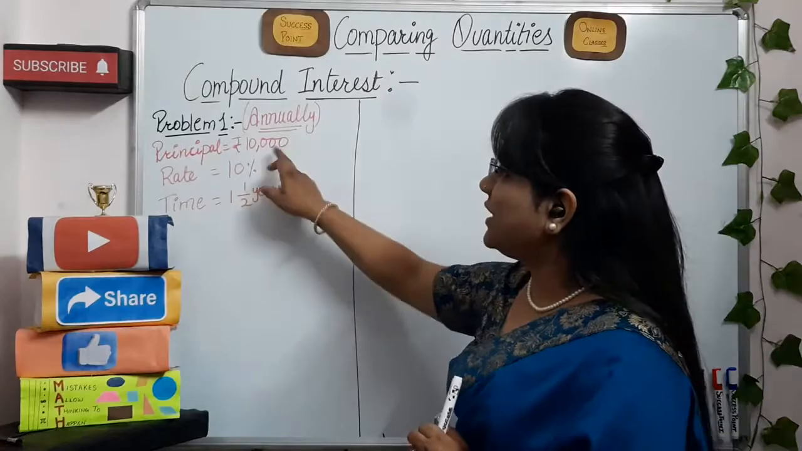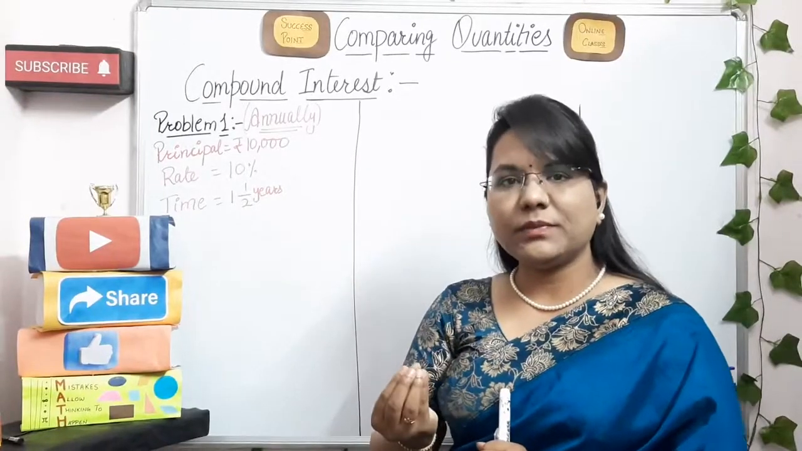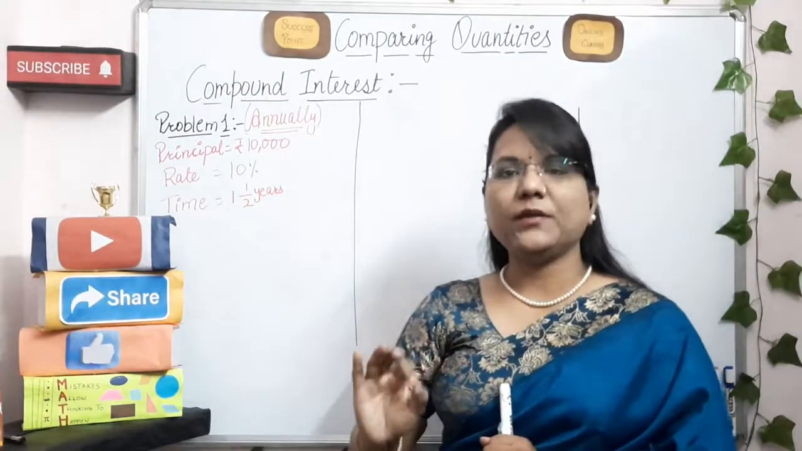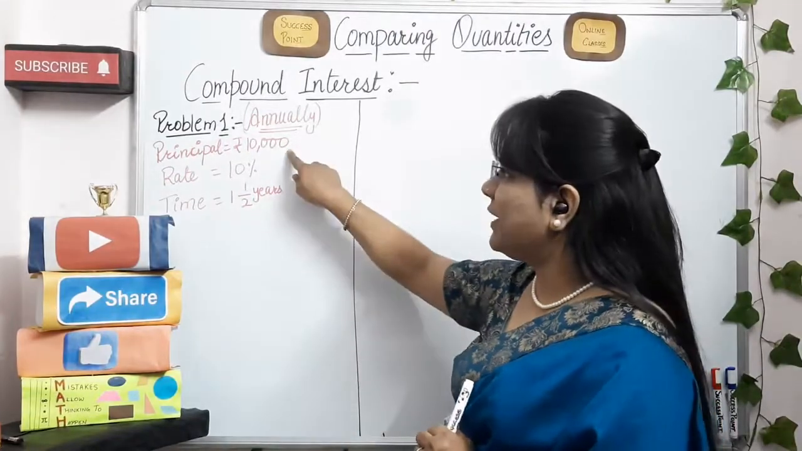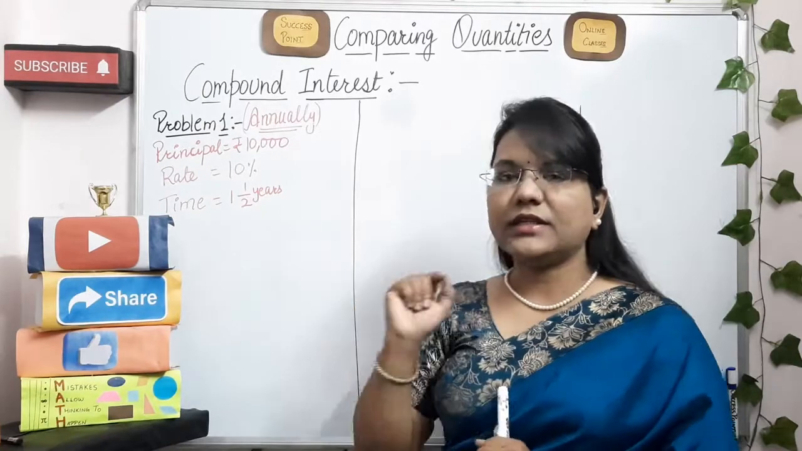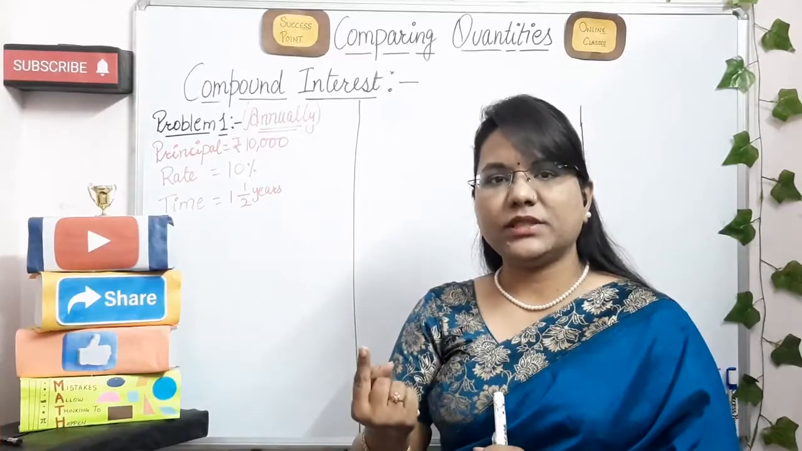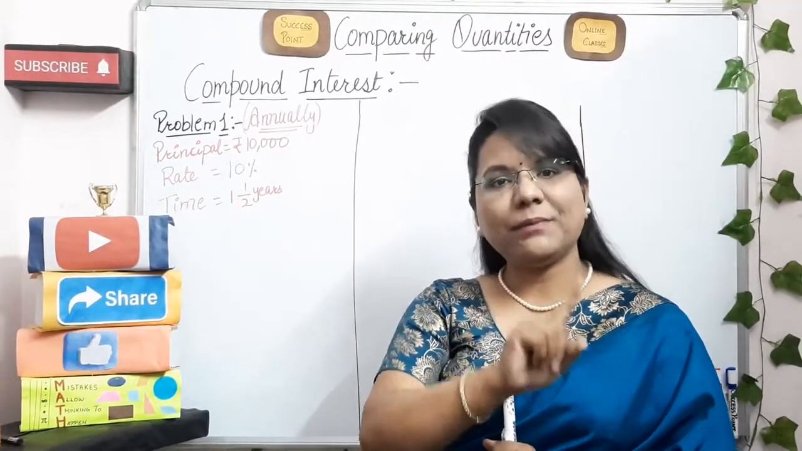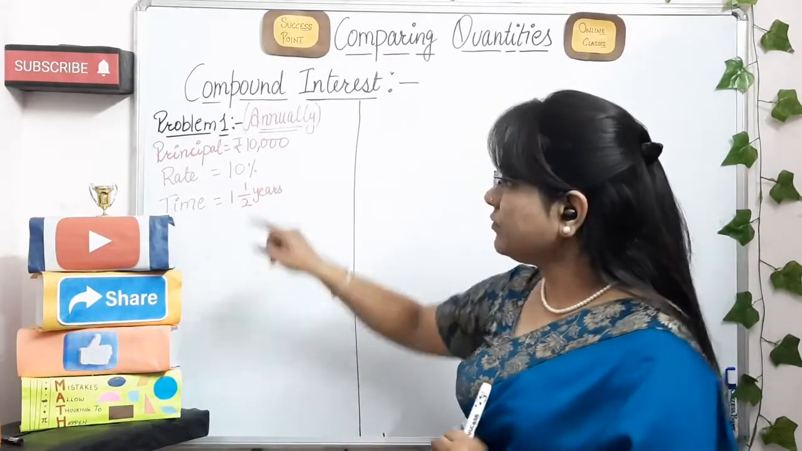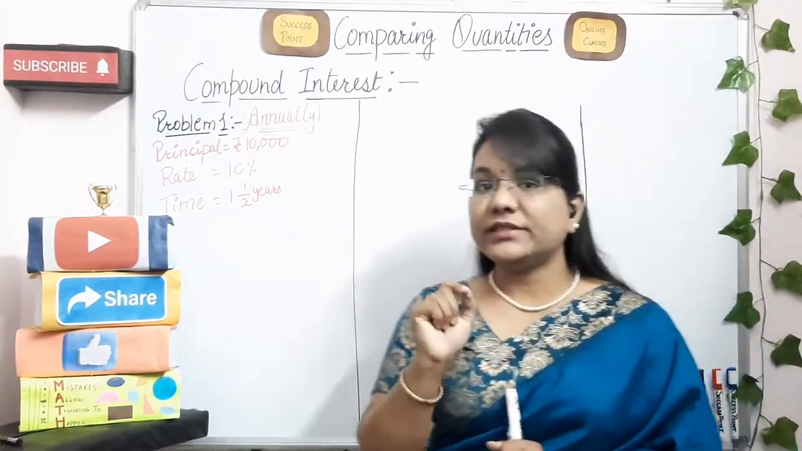So principal is 10,000 rupees. We will deposit our money in the bank. What is our principal? Principal is 10,000 rupees. Suppose you deposit your money in the bank, your principal as 10,000 rupees, for how many years? That is 1.5 years. That means you will deposit your money for 1 year and 6 months. 1.5 years means 1 complete year and half year. Half year means 6 months. Okay guys, so at what rate? Rate of interest is 10%.